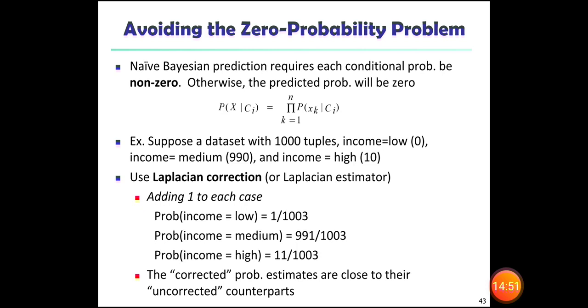The corrected probability estimates are close to their uncorrected counterparts. So if you do the calculations without any corrections, the value will be very close to this, even with the corrections. By this, the value will not become 0.